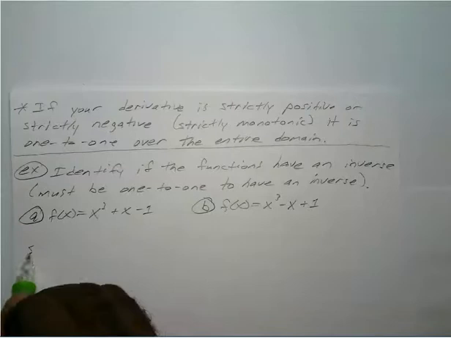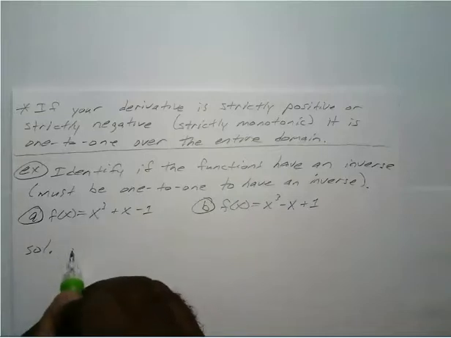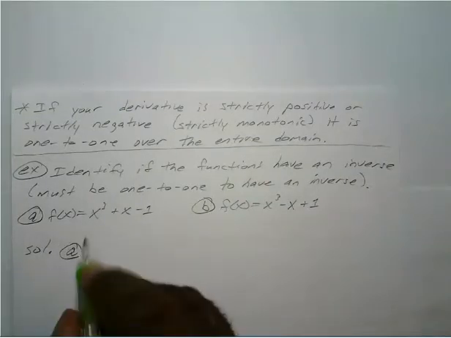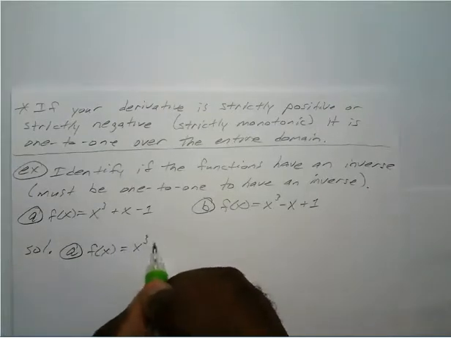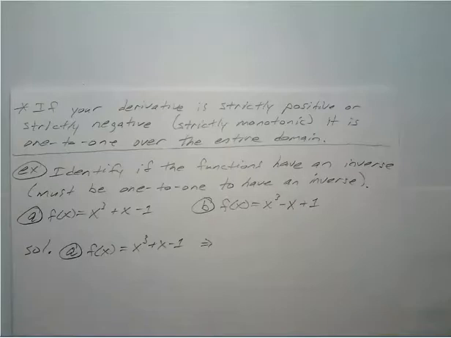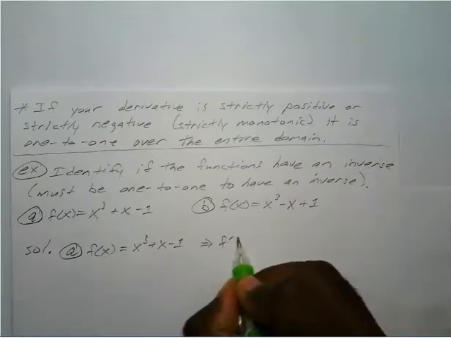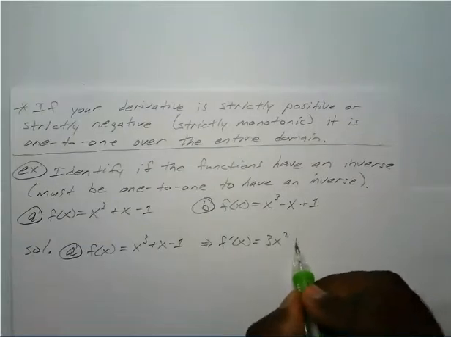Okay, so how do we know if this function is one-to-one? Or how do we know if it has an inverse? We have to find out if it's one-to-one. Okay, so for problem A, we see that f of x is equal to x to the third power plus x minus 1. What does that tell us about the derivative? Well, we find the derivative f prime of x is equal to 3x squared plus 1.